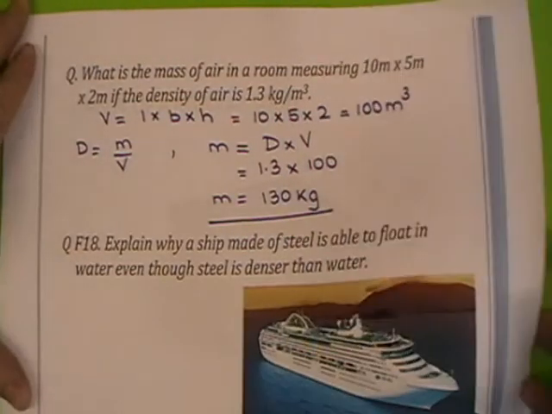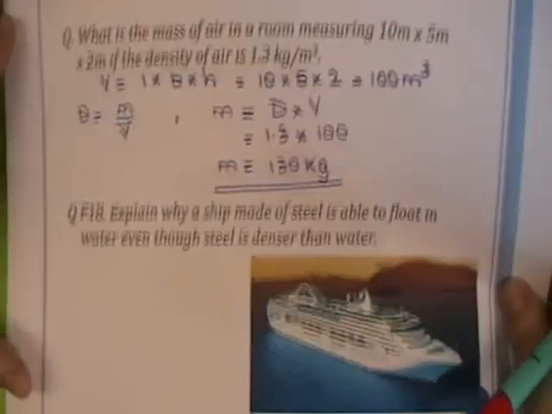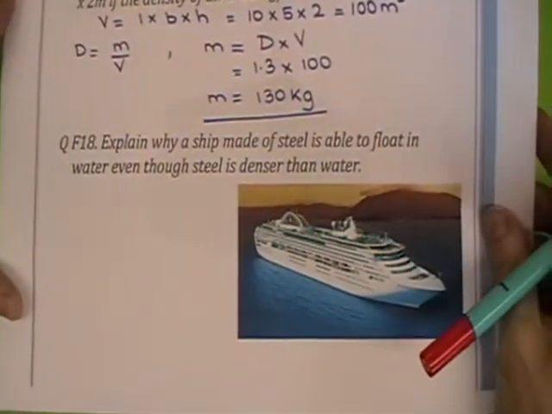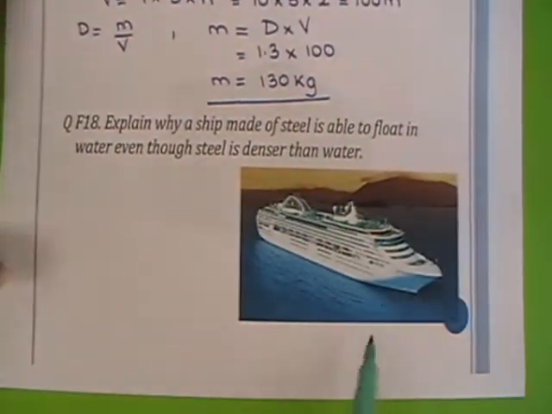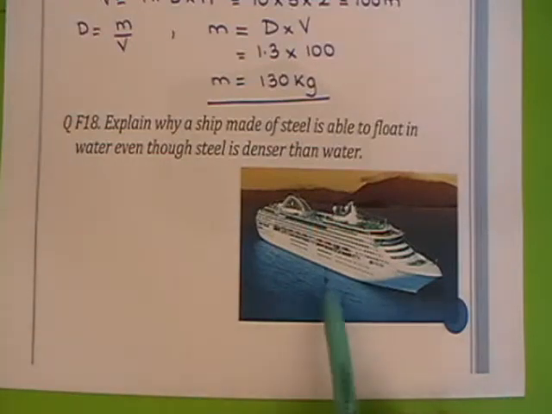Now, explain why a ship made of steel is able to float in water, even though steel is denser than water. So, objects float because they are less dense. That's why wood floats in water. Wood is less dense than water. How can a big steel ship, which has a much, much higher density than water, float in it?